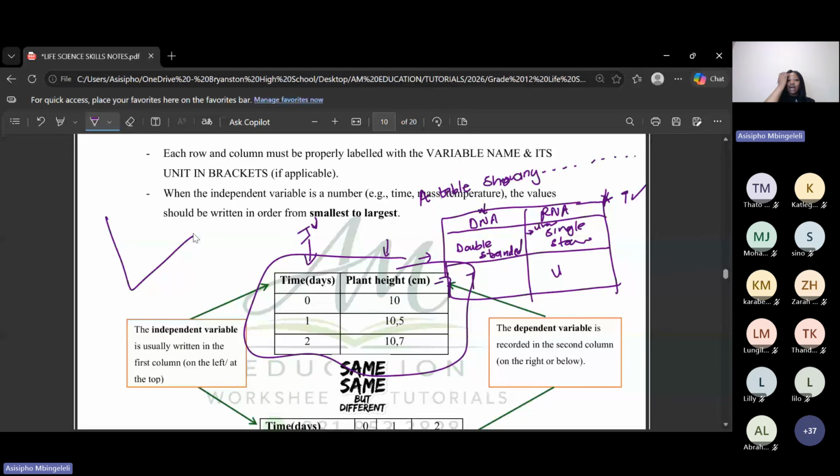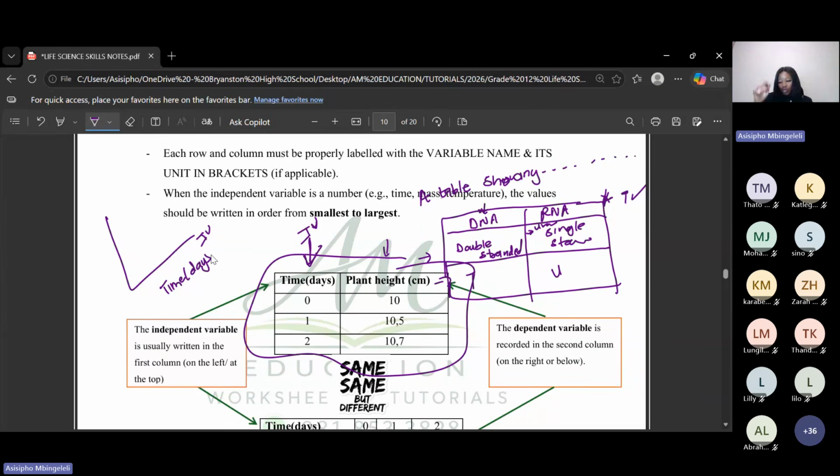If you are asked to draw a graph using this table, the first row will have information that you're going to write on the horizontal line of your x's. So that means the time in days will go on your x-axis, which will be your independent variable for the graph. It does not mean that's the independent variable for the investigation.